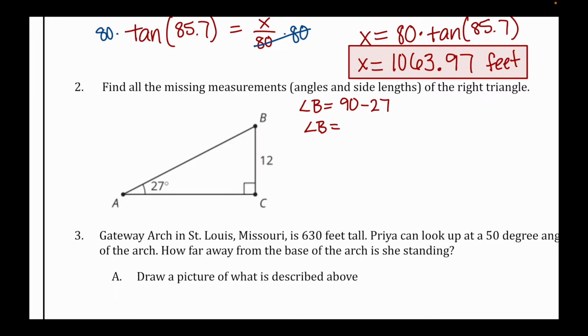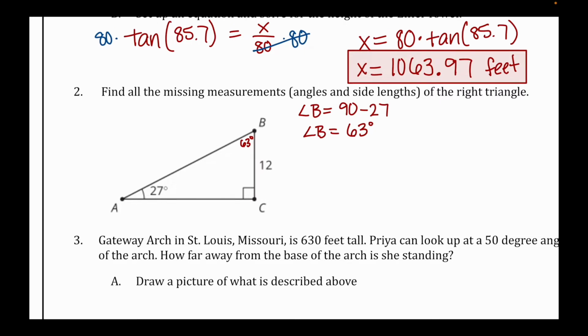And so that is 63. That's what I thought. 63 degrees. So we'll put a 63 here. And now we want to find the other two sides of this triangle. So I'll go for AC first.